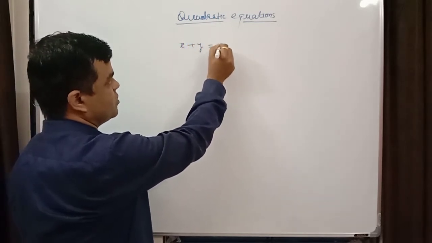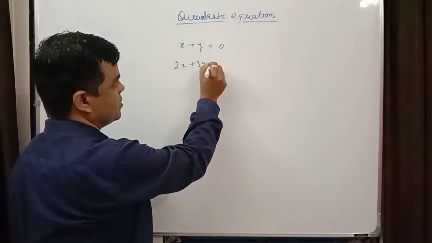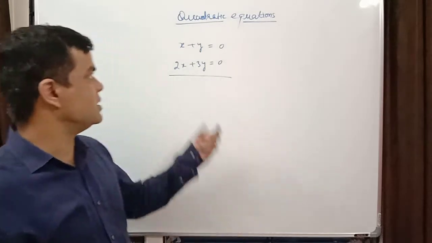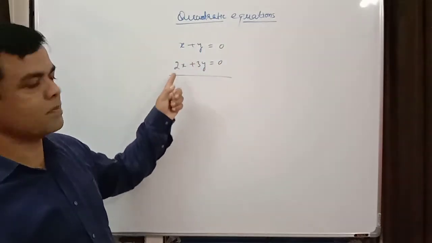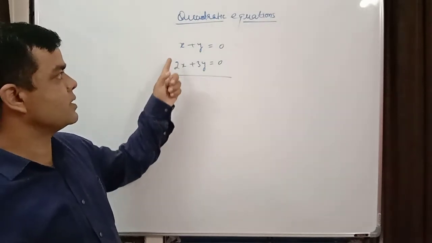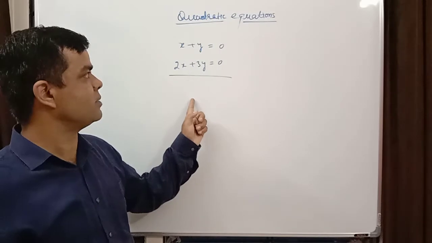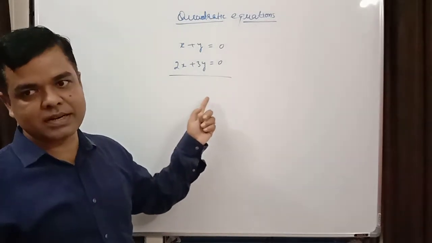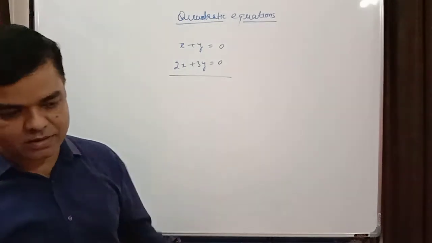x plus y is equal to 0, 2x plus 3y is equal to 0. These types of equations are called simple equations. If you have these types of equations, you have to calculate the values of x and y by simple calculation, then compare the values of x and y. One value of x will come and one value of y will come. So you have to tell whether x is greater than y, less than y, or equal to y. What are the conditions? I will tell you.